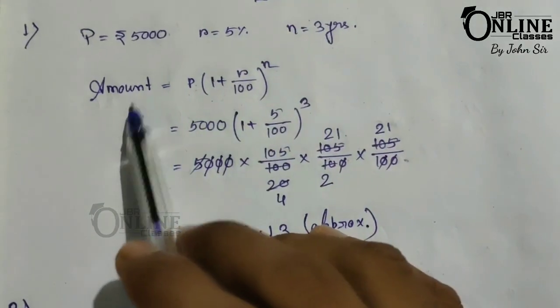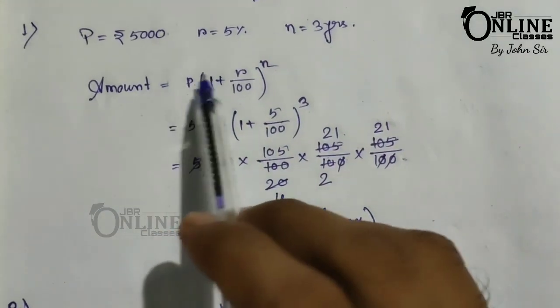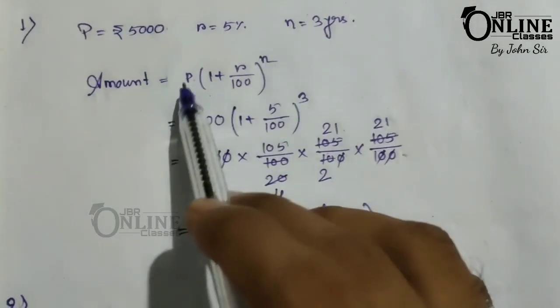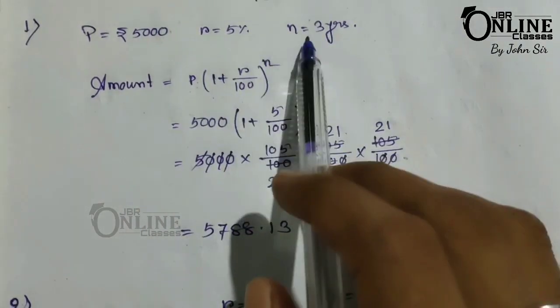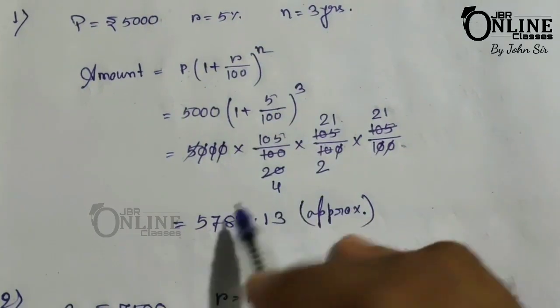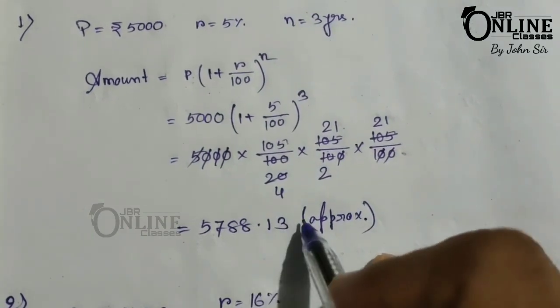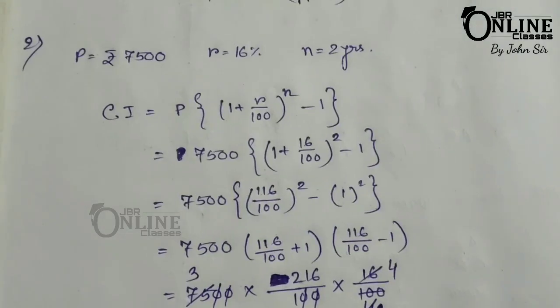Now according to the formula of the amount for compound interest, P into (1 plus R by 100) whole to the power N. Now put down the value of P, R and N respectively, and then you will get your final answer, that equals 5788.13 approx.